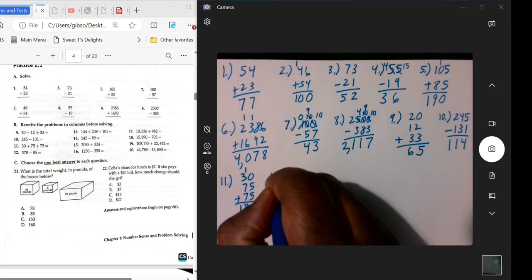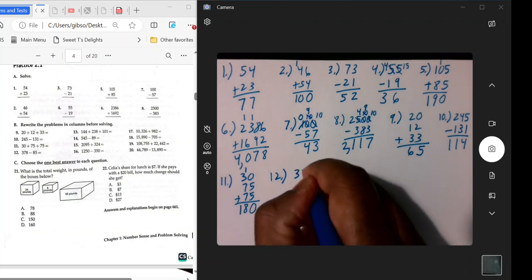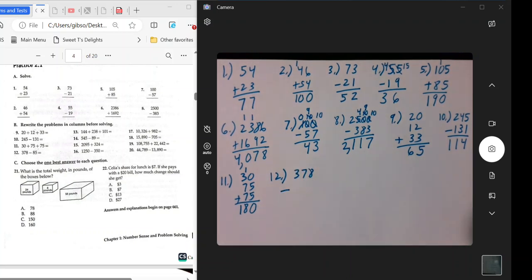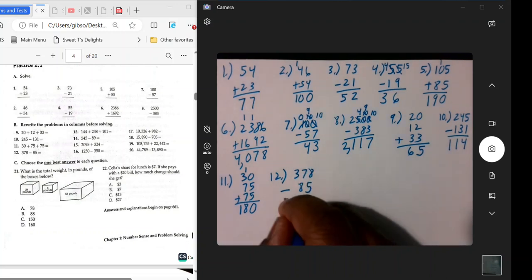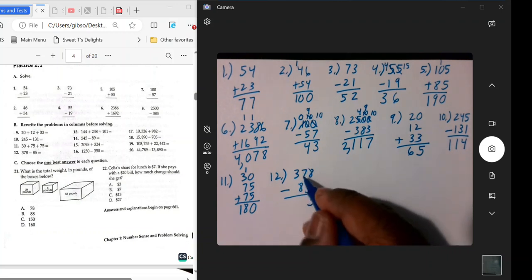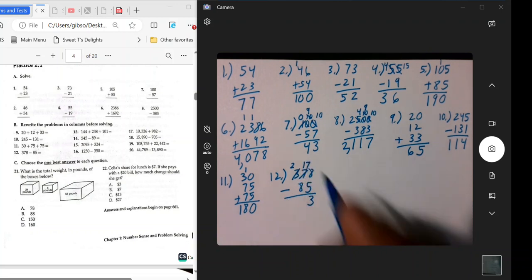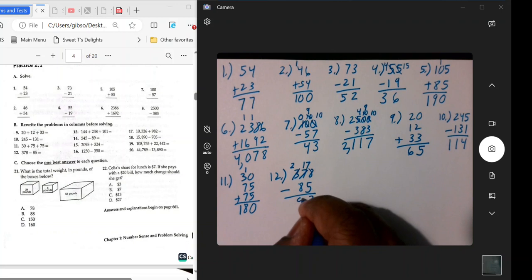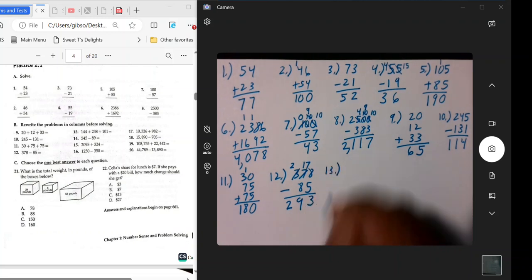Now problem 12. If you look at problem 12, we have a 3-digit number, which is 378, minus a 2-digit number. So we have to line up the ones and also the tens place. So we have 378 minus 85. 8 minus 5 is 3. We cannot subtract 8 from 7, so we will borrow 1 from this 3 and make it 2. And this 7 will become 17. 17 minus 8 is 9. And then 2 minus 0 is 2. 293.